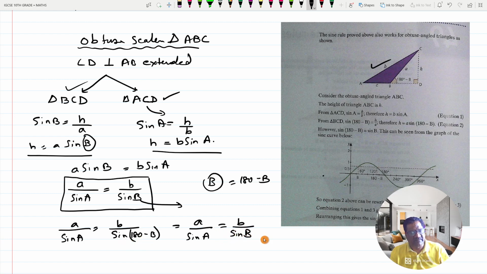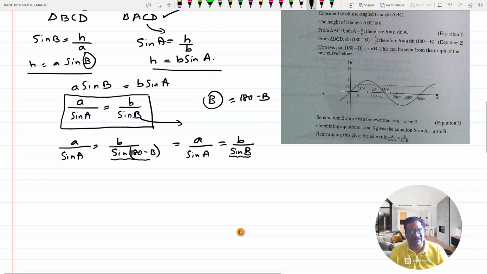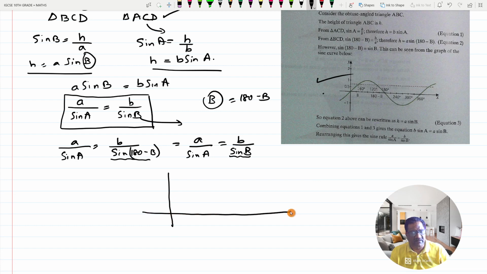Now to understand why sine of 180 minus B and sine B are both the same, I'll try to explain it to you from the graph of a sine function. Now can you see this graph? This is a graph of a sine function. Now suppose I want to draw a graph of a sine function, something like this.